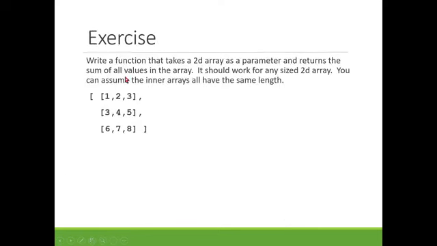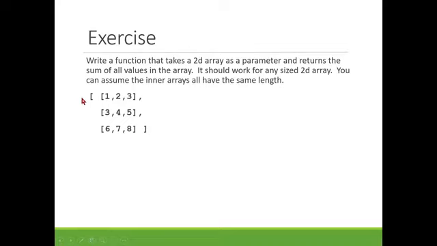So how would you write a function that takes a 2D array as a parameter and returns the sum of all values in the array? It should work for any size 2D array, but you can assume that all of the inner arrays have the same length. So how would you sum, say, all of these numbers, but no matter how many rows and columns there are?